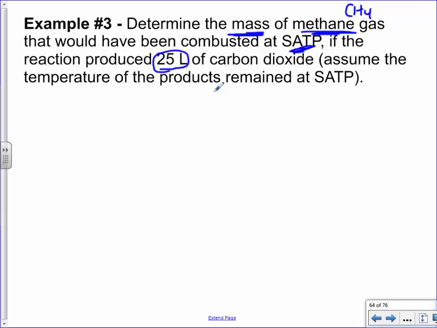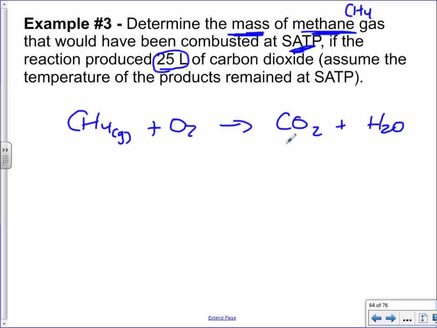Okay, before you do anything, we need to write an equation. So methane is CH4, and it says it was being combusted again. So just like we did on the previous example, we should write an equation that says this is what happens.